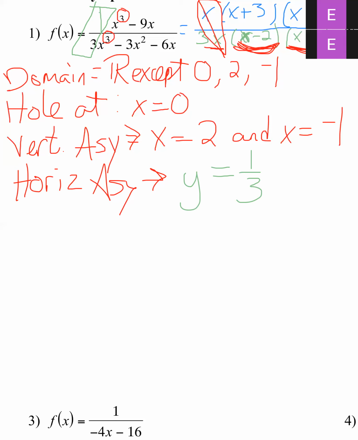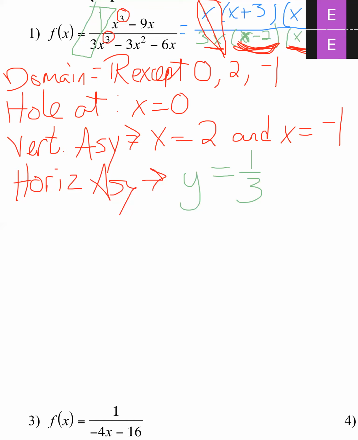Okay, and I think, did we find everything we were supposed to? Let me just read the directions real quick. Holes, horizontal, domain, vertical. Yes, we did the 4 parts. And just a note real quick on the answers, I mentioned that the answer key is gonna look weird with all that limit stuff.